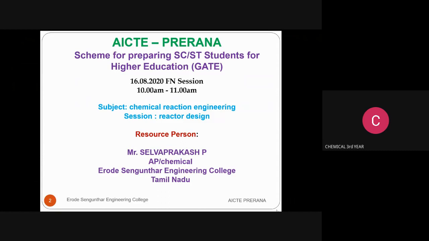This is the most valuable time for you. Actually, I'm not that much interested in the topic, but this is the most important topic in the chemical engineering department. The topic is reactor design.